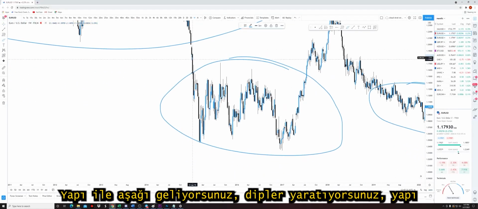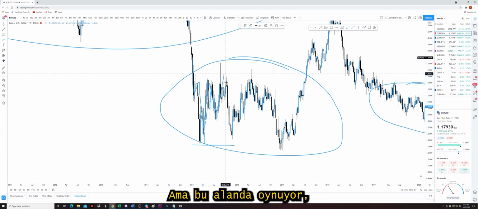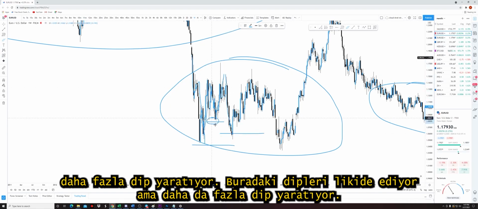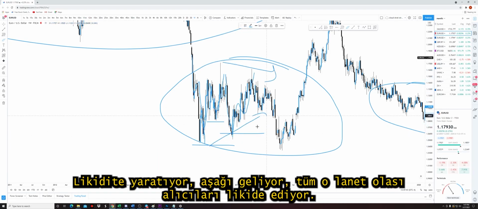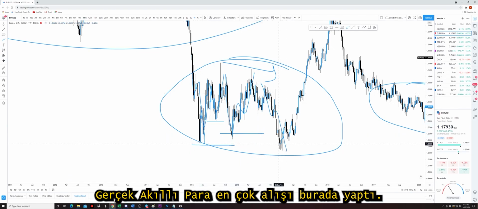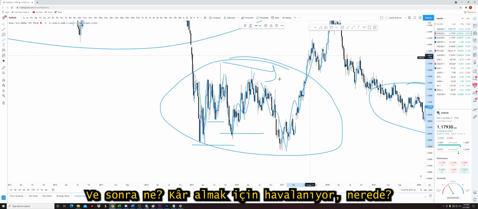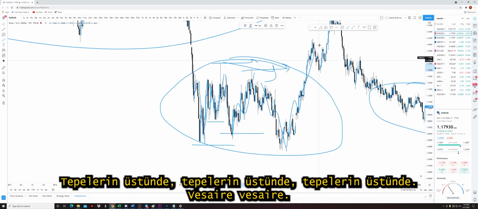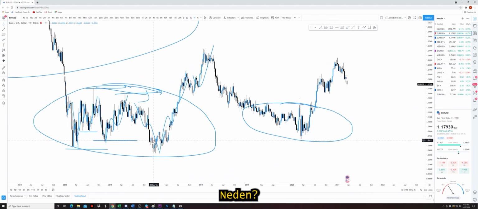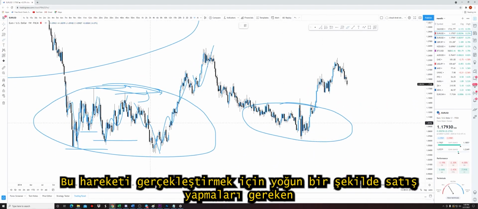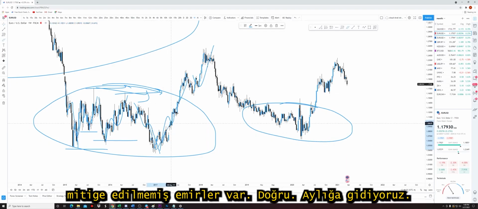You're coming down with structure, creating lows. Structure maybe starts shifting, but it's playing in this area. Creates more lows. Liquidates lows here, but creates even more lows. Comes higher, creates highs, right? Creates liquidity. Comes down, liquidates all the buyers, right? The real smart money gap into the most buys here, and then what? Take off to take profits where? Above highs, above highs, above highs, so on and so forth. Where do they make a run back into? That area. Why? There's unmitigated orders that they had to sell into extensively to make this move happen, right?